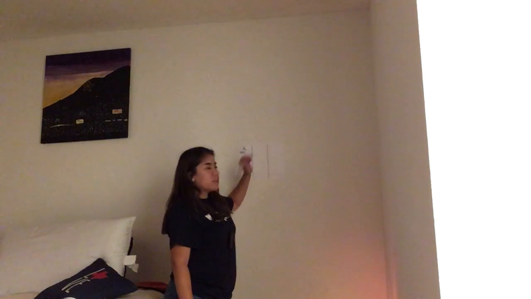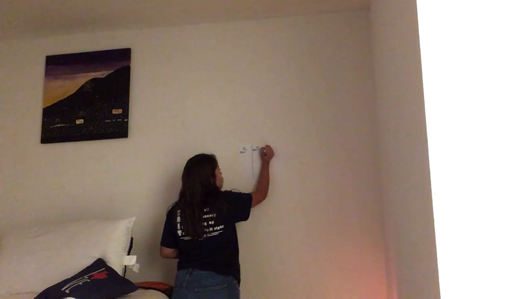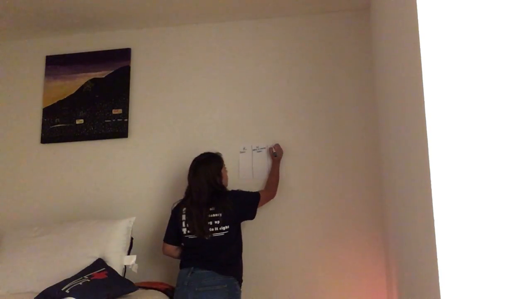So your W, what do you think W is for? Yeah, what you want to learn right after this lesson. So W is what I want to know. And then L, what do you think it's for? Correct. It is for what I learned.